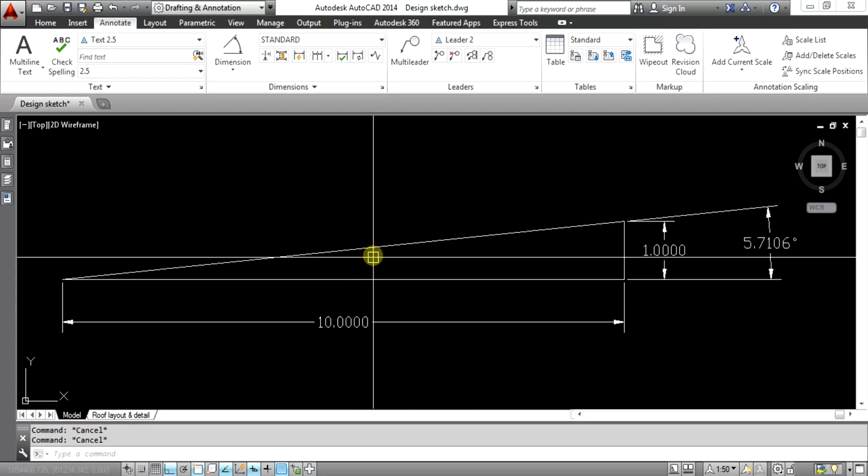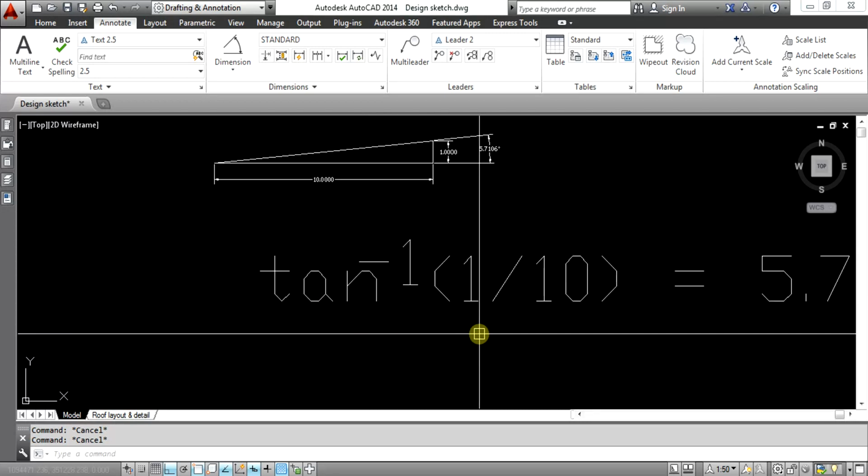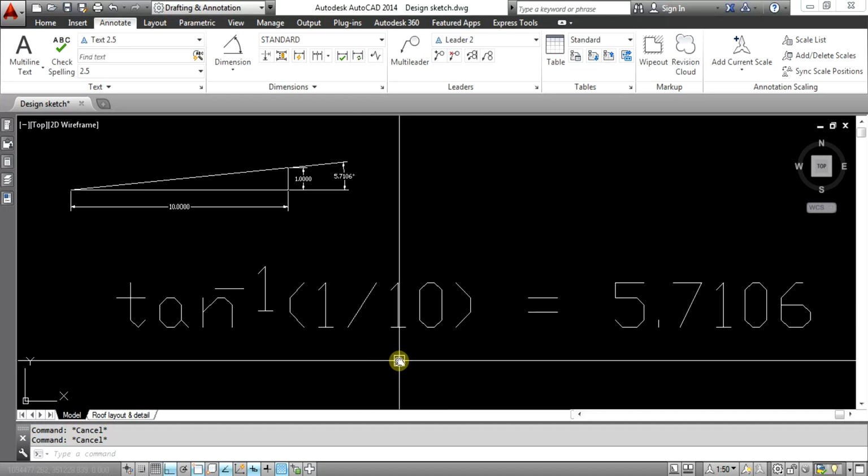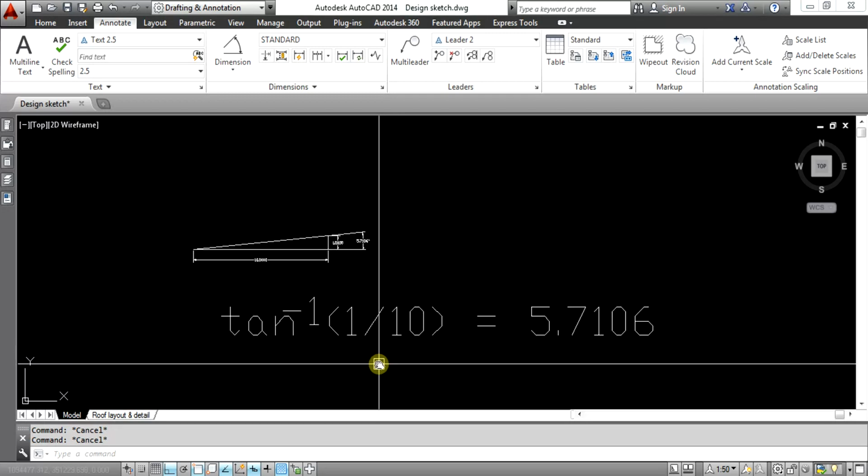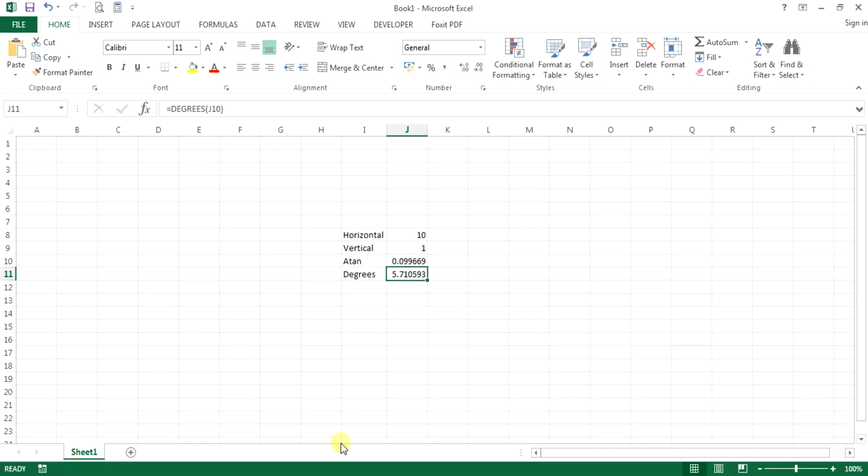Let us see. The angle of inclination shall be tan inverse of vertical divided by horizontal. In Hindi we say tan inverse of सामान्य बाजू भाग्या पार्श्वनी बाजू. So the degree will come out to 5.7106 degrees. Let us do the same in Microsoft Excel.